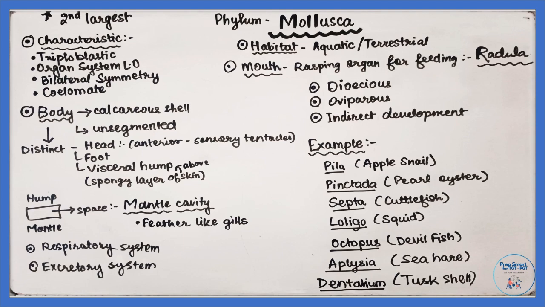Shell of many molluscs is of ornamental value. Dentalium is used as a decorative piece, that is tusk shell. Sepia ink has medicinal value. So the next phylum is phylum Echinodermata.